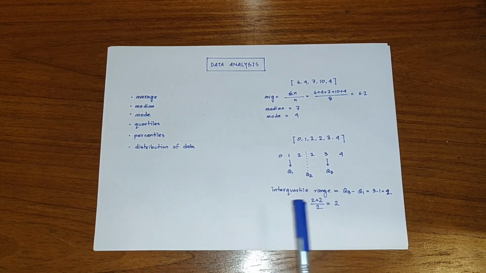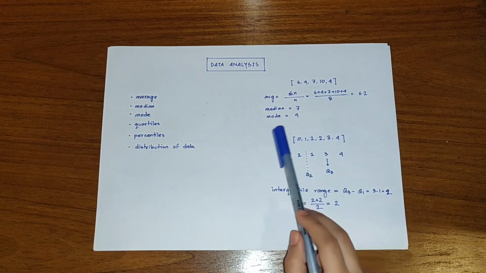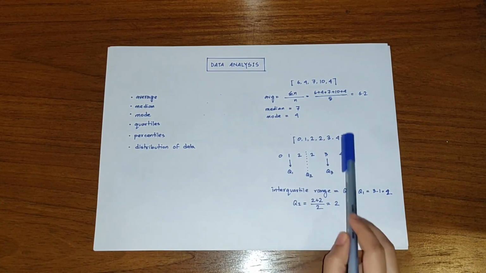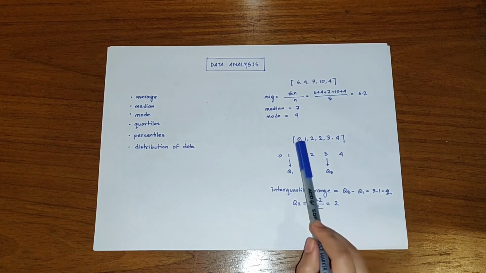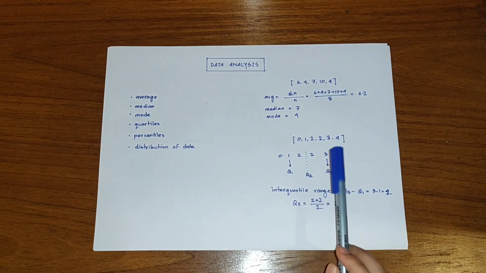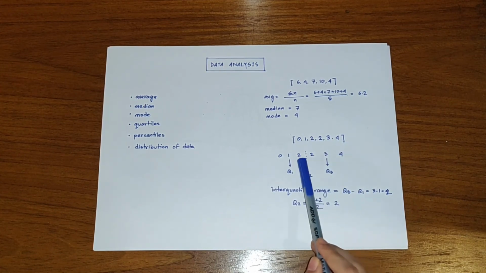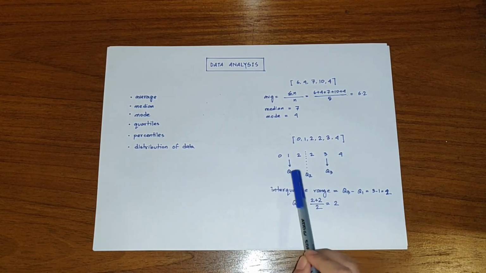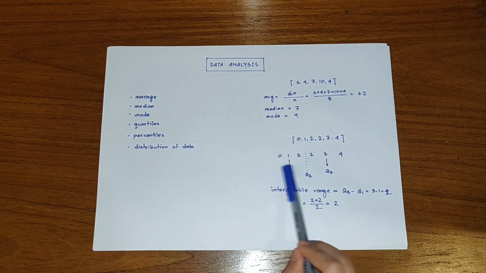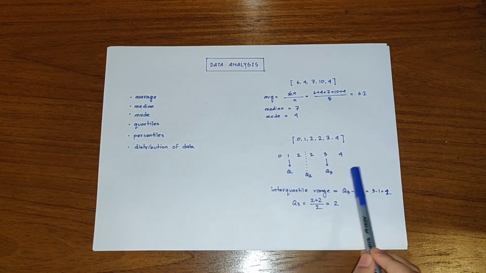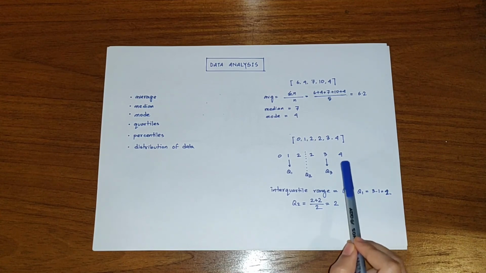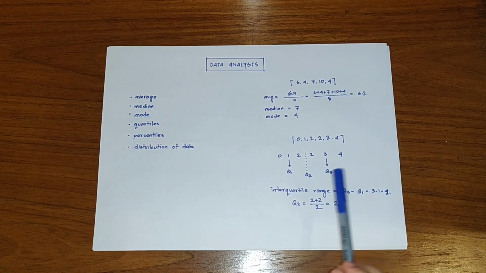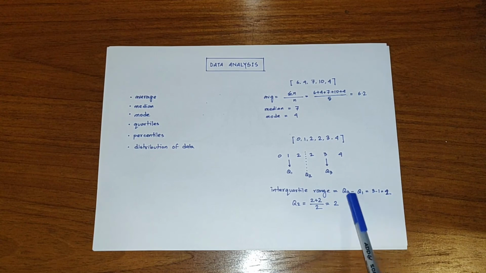Let's see an example. So in this set of 6 numbers, Q2 would be the median of the whole set. Since there are 6 numbers, Q2 will be the average of the third and fourth term. So Q2 is equal to 2. Q1 will be the median of the first part, which is 1. And Q3 will be the median of the second part, which is 3. And the interquartile range will be equal to Q3 minus Q1, which is 3 minus 1, equal to 2.